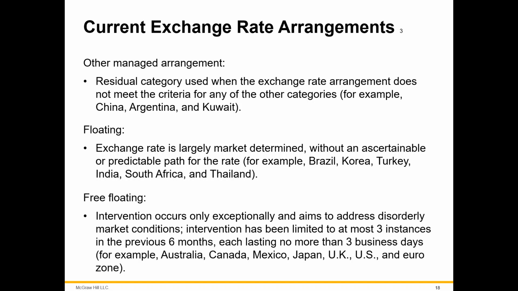Whereas if it's at most 3 instances of 3 business days or less out of 6 months, then that's pretty hands off. And so the IMF would describe those countries as having a truly free floating exchange rate instead of an aspirationally free floating exchange rate. And there are lots of free floating exchange rates, and that's why it makes sense to talk about the yen being up and the Canadian dollar being down and that kind of thing. The ups and downs of global currencies make sense in a free floating exchange rate environment.